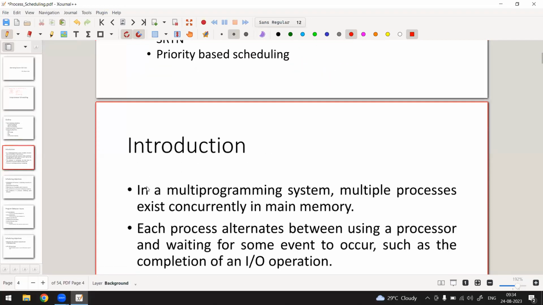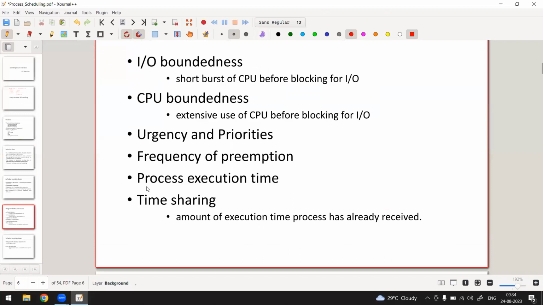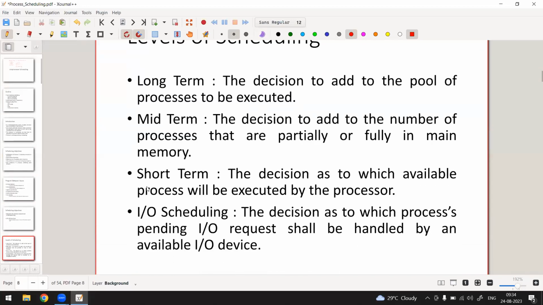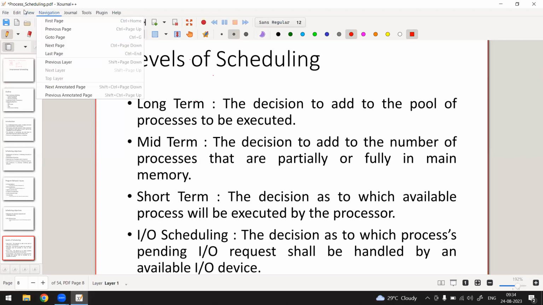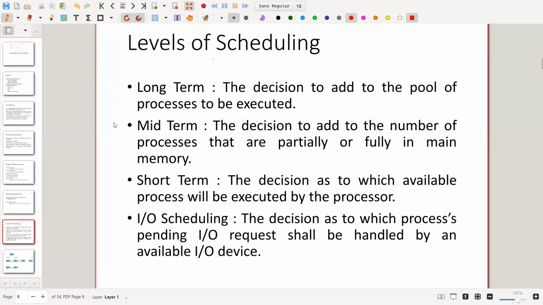This we have already seen in the last lecture, so I'll skip this part. Now we'll start from here. When you do the scheduling, you can do your scheduling at three different levels. The first level is called long-term scheduling, the second level is called mid-term scheduling, and the third level is called short-term scheduling.